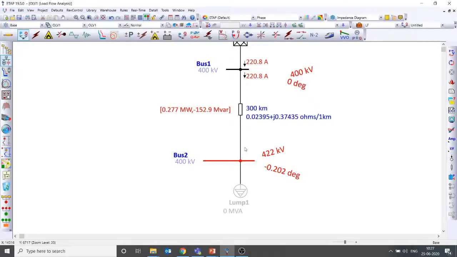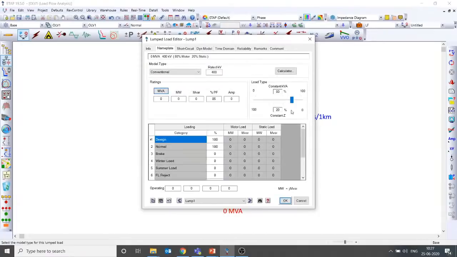Let me add a load now, right? So now we have seen the Ferranti effect. So somebody has given 300 megawatt at 0.95 power factor. So let me put the same one.